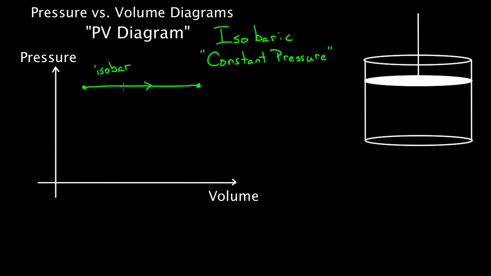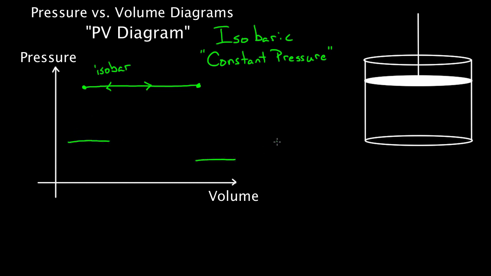This is an isobaric expansion if I go to the right, because I know volume's increasing. And if I go to the left, it'd be an isobaric compression because volume would be decreasing. But it doesn't have to be in this particular spot. It could be anywhere on this PV diagram.